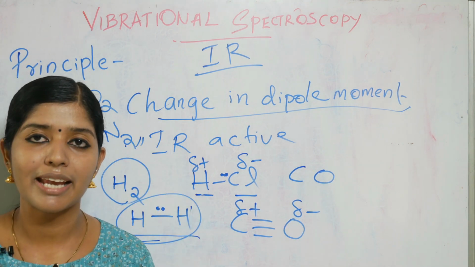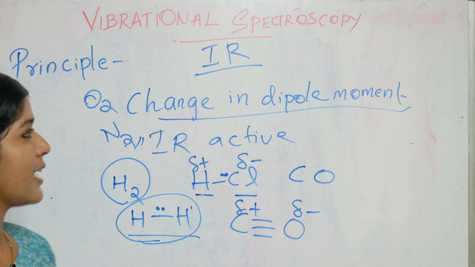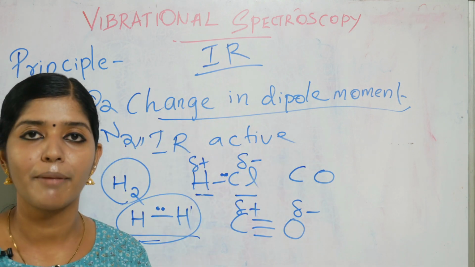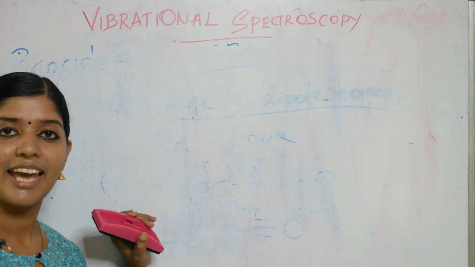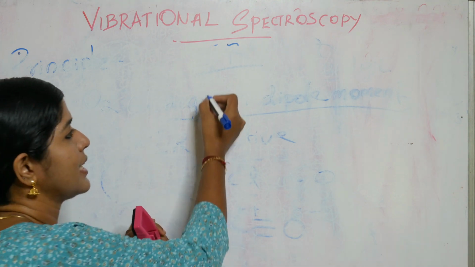So any molecule can give an IR spectrum if there is a change in dipole moment. Now consider the case of a diatomic molecule, say for example HCl.